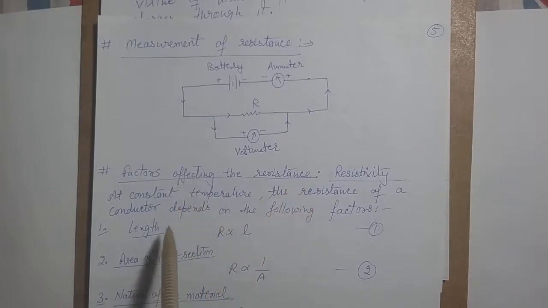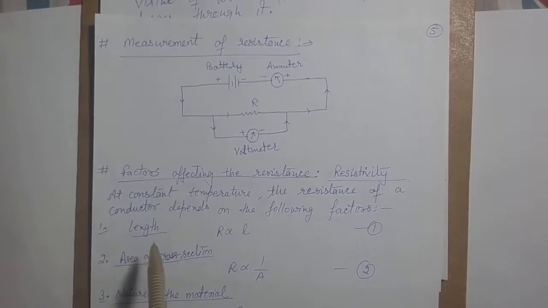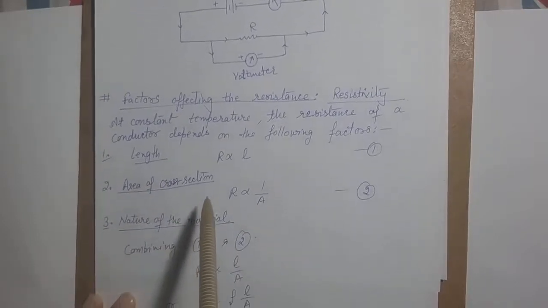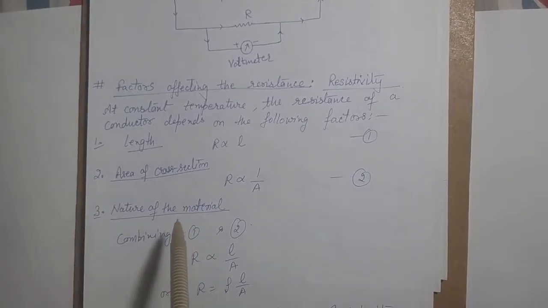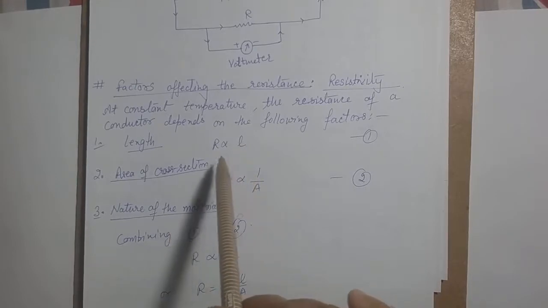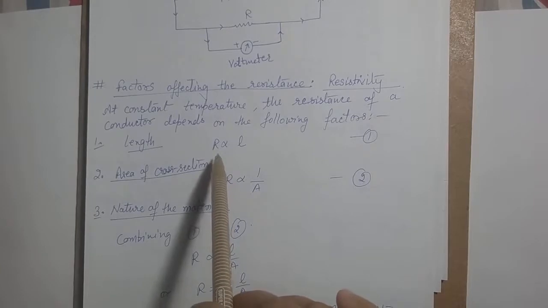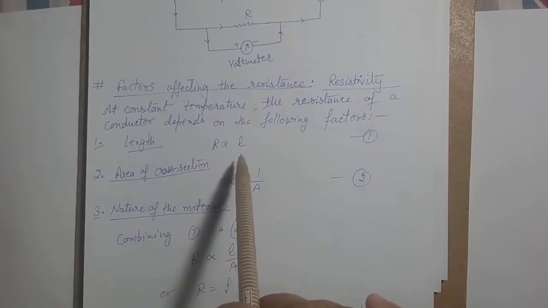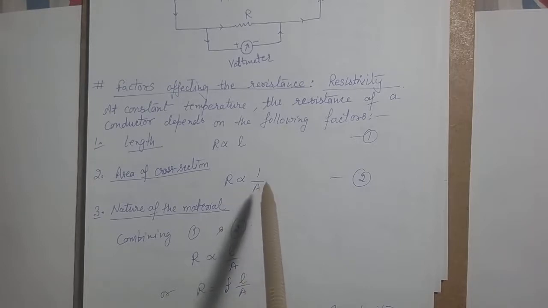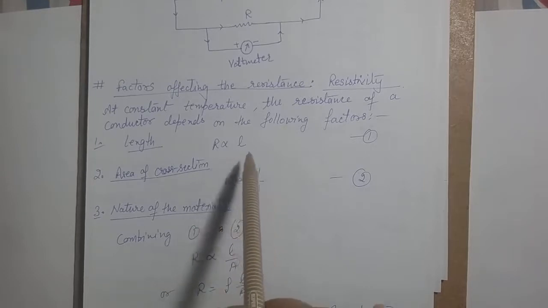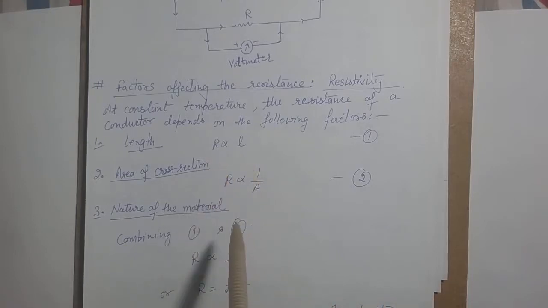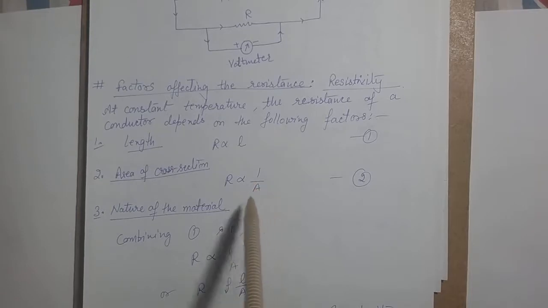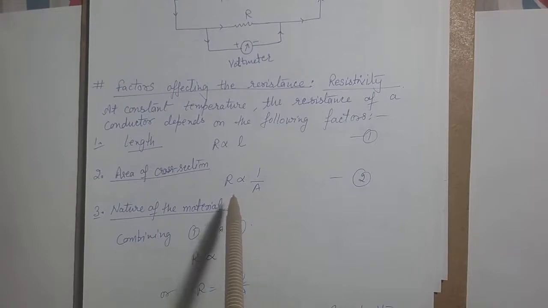It depends upon the length of the conductor. It depends upon the area of cross section of the conducting wire. It depends upon the nature of the material. From here we conclude that resistance is directly proportional to length, and inversely proportional to the area of the conductor. So if we increase the length of a given conductor, its resistance also increases. If we increase the area, the resistance decreases, and if we decrease the area, the resistance increases.